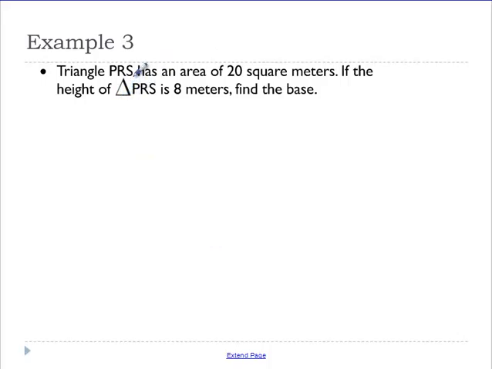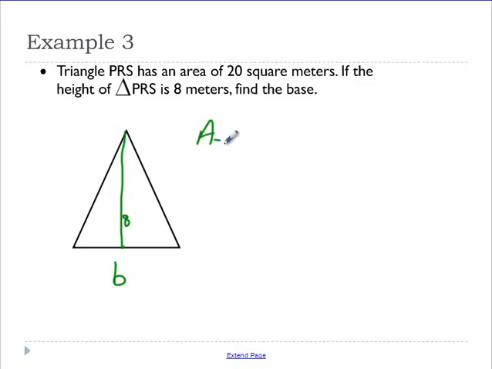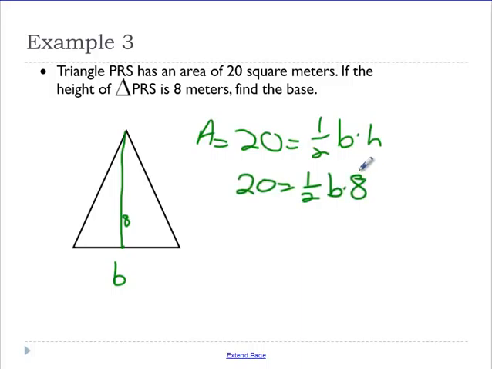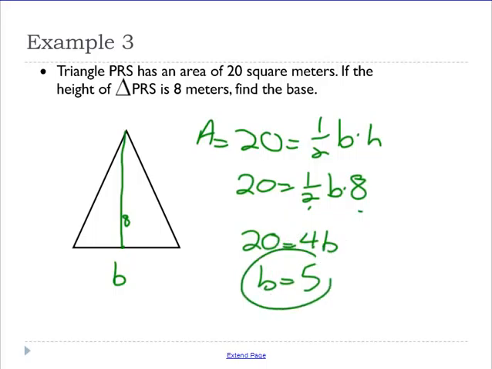Example 3, triangle PRS has an area of 20 square meters. If the height of triangle PRS is 8, find the base. So let me get a triangle drawn out here. There's our triangle. We know that the height of this triangle is 8. We want to find the base. Area is 20, and 20 is 1/2 base times height. So 20 is equal to 1/2 times the base times 8 the height. Now 1/2 times 8 is going to be 4, so 20 equals 4b. So the base is 5.